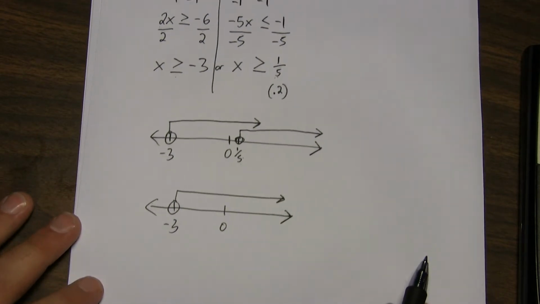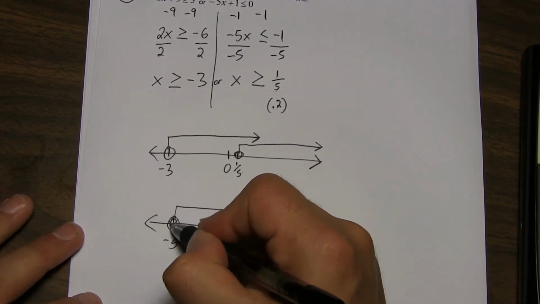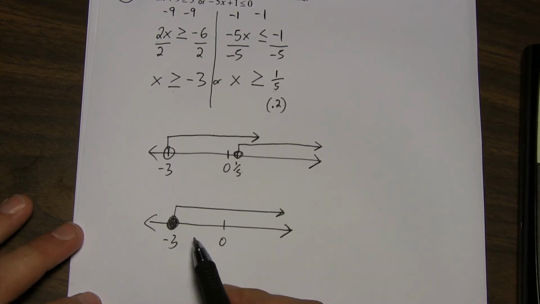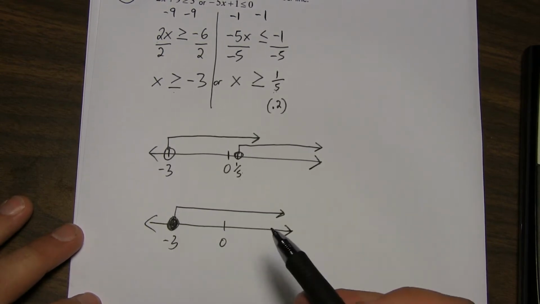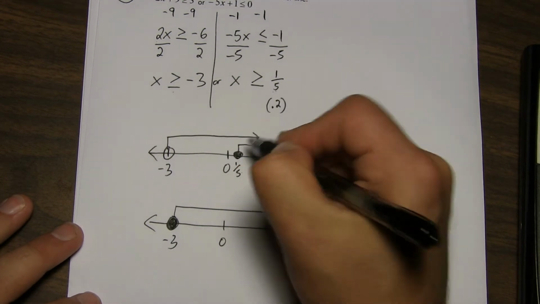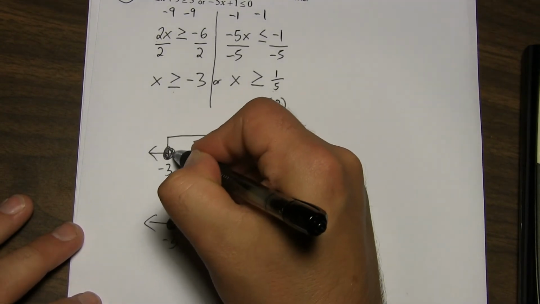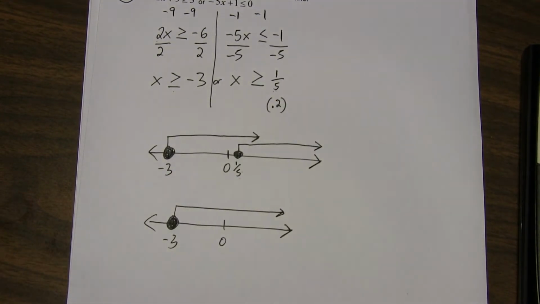Greater than or equal to. Oh my goodness. That means this dot has to be solid. If it was simply greater than, it could be an open dot. And these should be solid as well. There we go. All right, let's look at the next one.